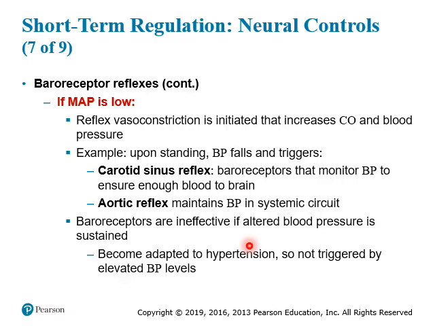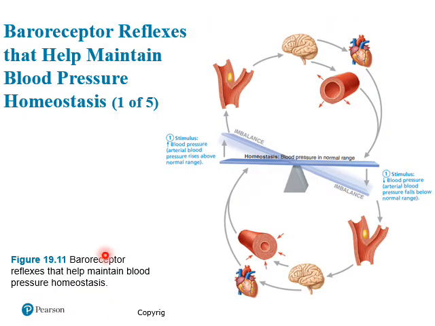The baroreceptors are ineffective if altered blood pressure is sustained. It becomes adapted rather to hypertension, so it's not triggered by elevated blood pressure. So this is actually your baroreceptor reflex that helps maintain blood pressure homeostasis. Pretty much our stimulus here is that we have increased blood pressure. The arterial blood pressure rises above the normal range, and it is felt now by the baroreceptor reflex.